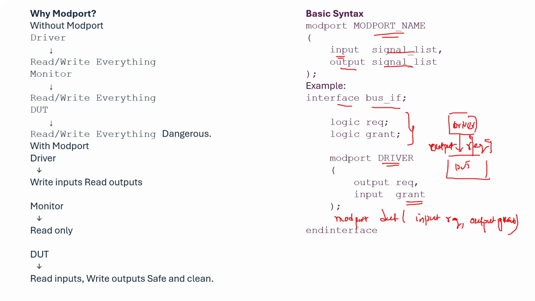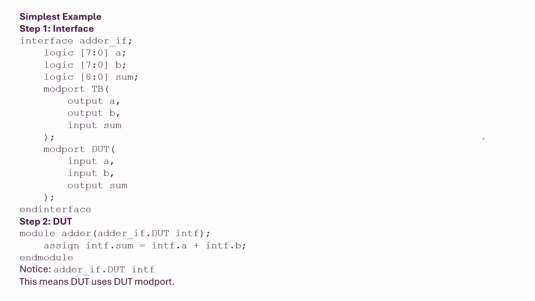See here, grant is generated by the DUT. So for this DUT output signal, the driver will treat it as an input. Okay, understood? So that defines the modports. Same thing in my adder: A, B are the inputs, sum is the output. Those are the DUT signals. In the DUT, I can represent it in the same way: modport DUT, input A, input B, output sum.